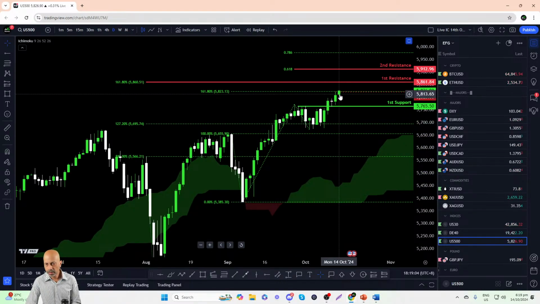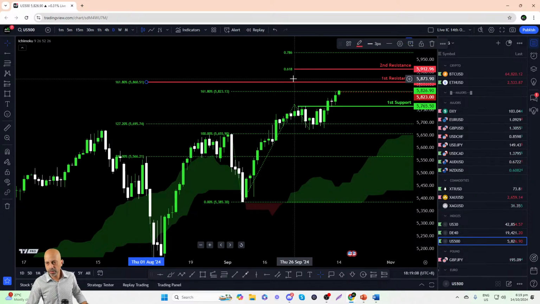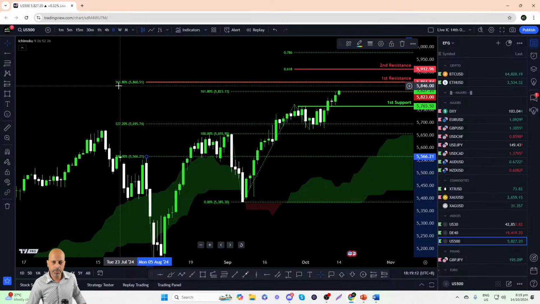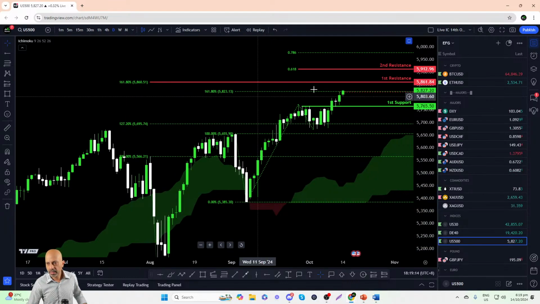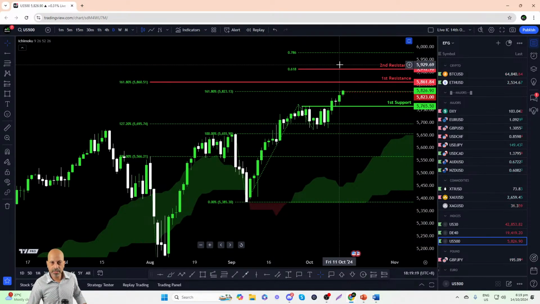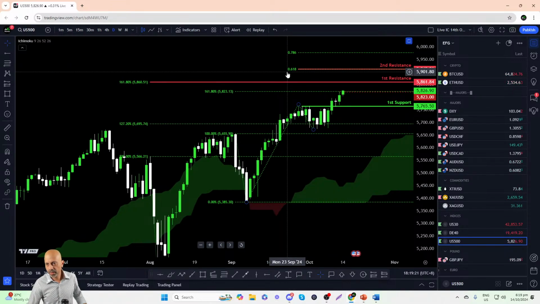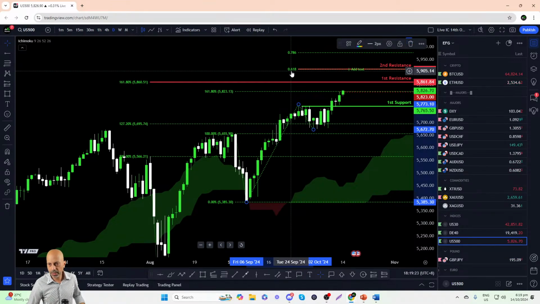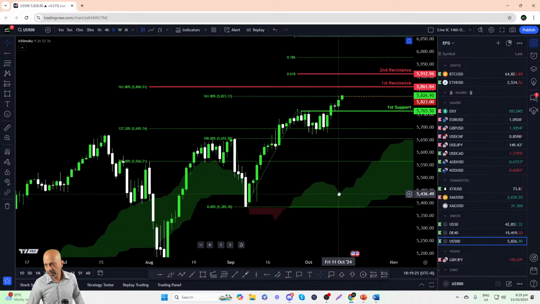So should we see US 500 continue to climb higher, the first resistance can be used to identify your first potential take profit target. That's identified by the Fibonacci extension at 161%. And of course, should this index continue to climb higher, we can then identify the next potential price target. That's by that 61.8% Fibonacci projection, right? So these are the key levels for the US 500.